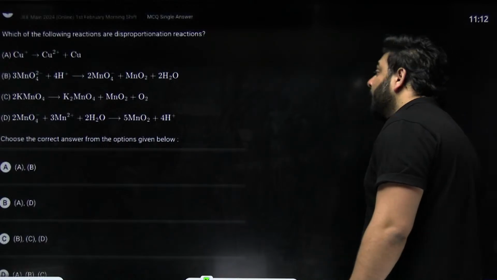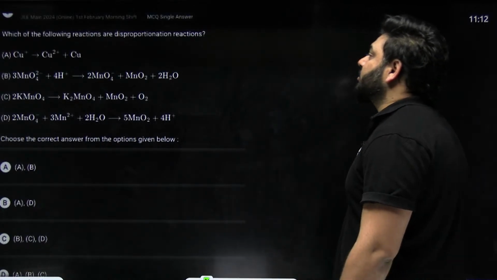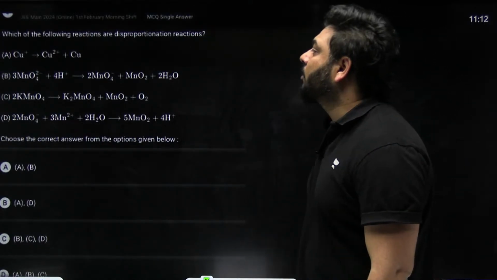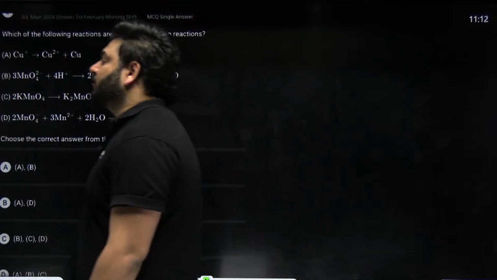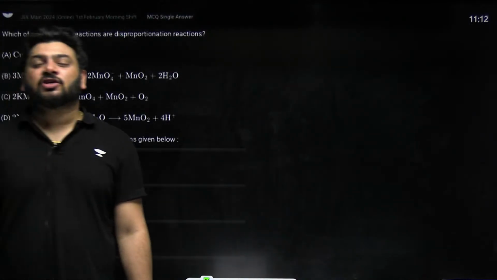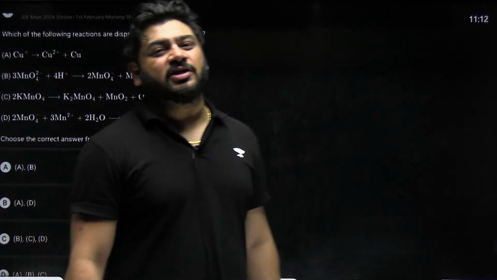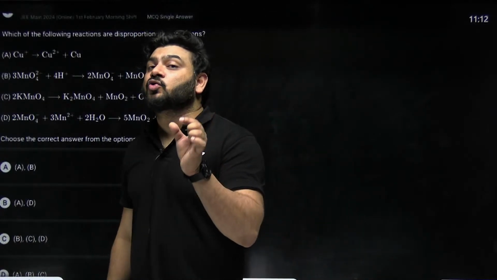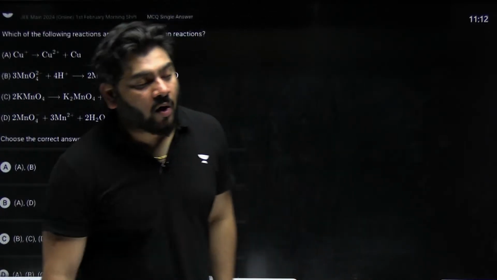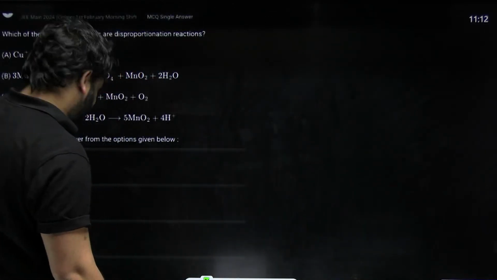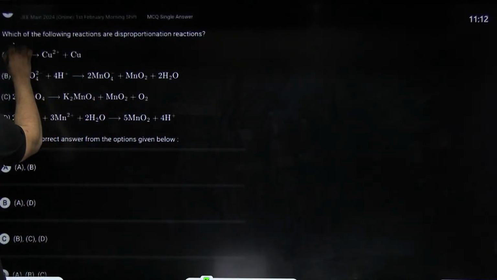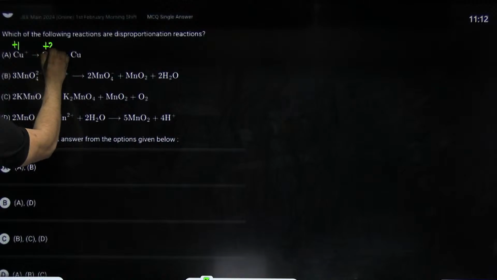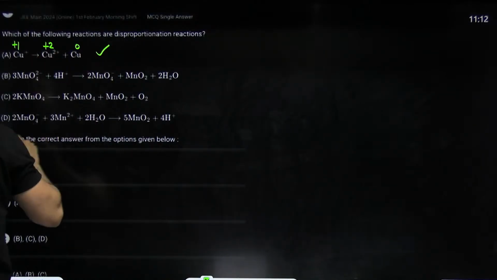Next is, which of the following reactions are disproportionation reactions? Disproportionation reactions are very well known to you. A reaction in which a single element undergoes oxidation as well as reduction from a single molecule or ion is called a disproportionation reaction. So what do we call this? It is in +1 oxidation state, goes to +2 and 0, disproportionation.